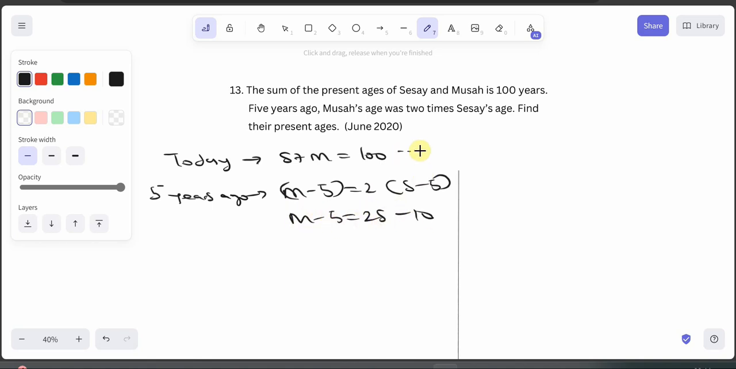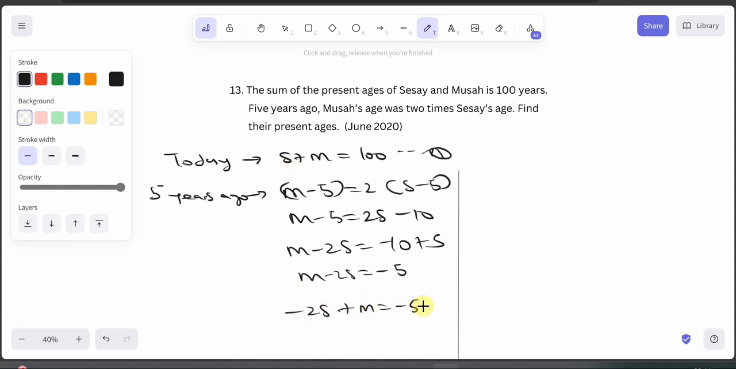This is equation 1. Let me carry this over. So that would be M minus 2S is equal to minus 10 plus 5, and that would be M minus 2S is equal to minus 5, right? So this is like our equation 2. But let me make equation 2 like equation 1 that we have here, where S is coming first. That would be minus 2S plus M is equal to minus 5. It's just the same thing, rearranged.